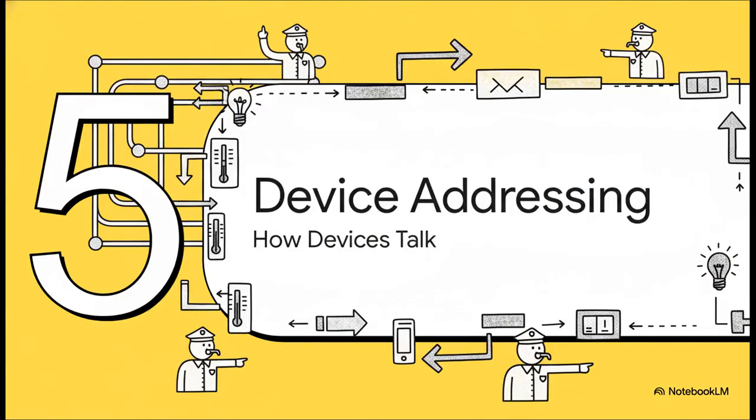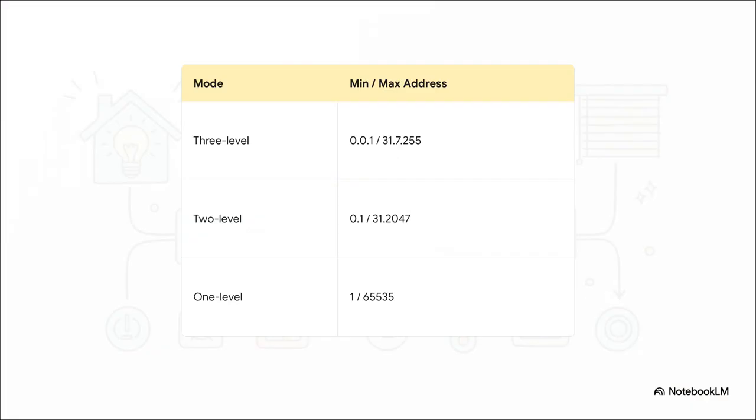Okay, so we've got the physical wire, we have the logical structure, and our traffic cops are on duty. Now, how does a device actually know where to send a message? Well, it all comes down to a really logical and pretty intuitive addressing system. Now, KNX gives you a few different ways to structure these group addresses, which are what devices use to talk to each other. You can see there's a 1, 2, or 3-level system, but honestly, by far the most common, the most powerful, and the one you're going to use 99% of the time is the 3-level address structure. It just gives you so much more organizational power.